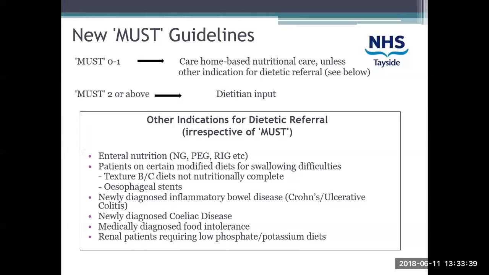Anyone with newly diagnosed inflammatory bowel disease, which would include Crohn's or ulcerative colitis. Newly diagnosed celiac disease, medically diagnosed food intolerance, or renal patients requiring any low phosphate or low potassium diets. So these are all other indications for dietetic referral, irrespective of the MUST score.